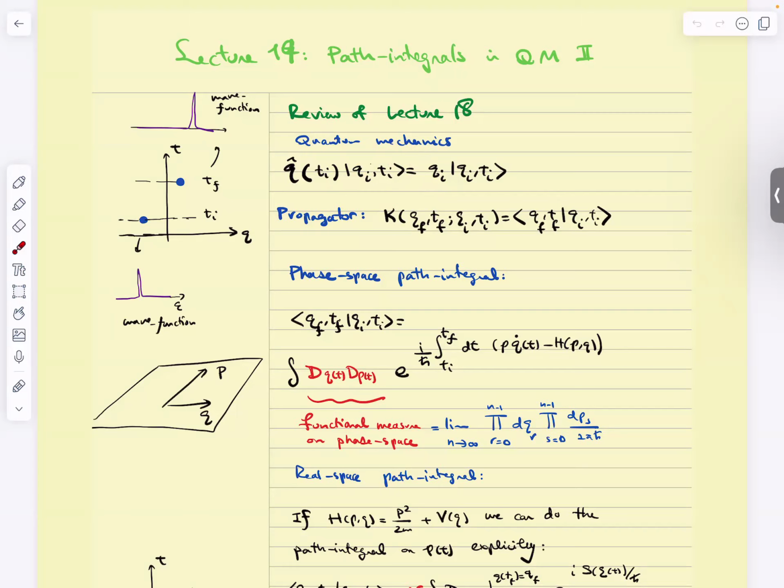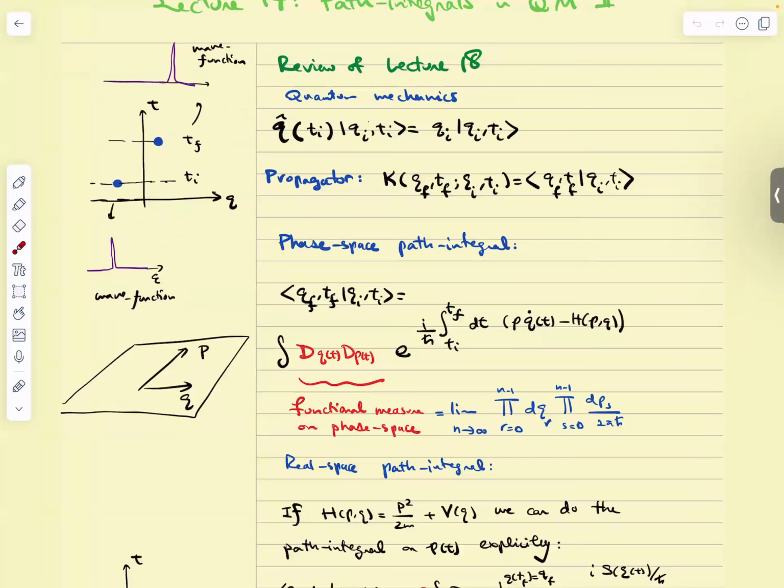Here by field configuration, I mean Q of I, right? In quantum field theory, it would be some field configuration. A field in space-time, phi1, going to a field in space-time, phi2. A field in space and time going to another field configuration. All right, we saw how we could write this propagator, this amplitude, as a path integral on the phase space. So this is the functional measure.